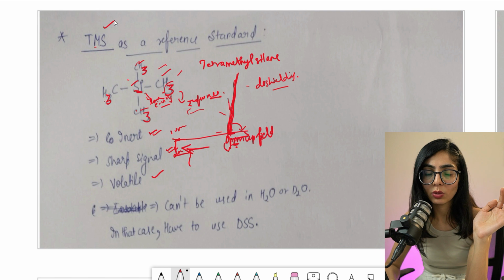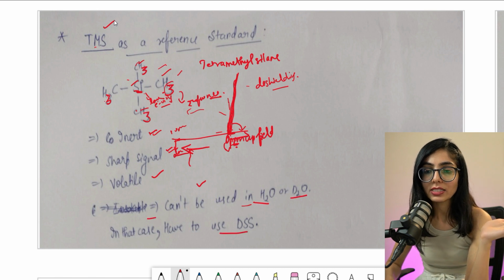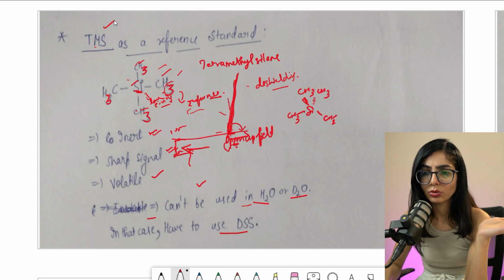And there is one drawback: TMS can't be used in H2O or D2O, in aqueous solution. So in that case, we have to use DSS. DSS, it was something like this. The structure was like this, CH2.